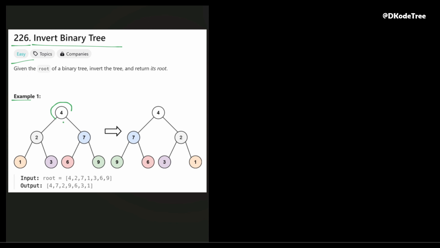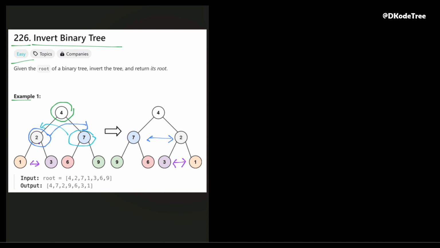Given a tree with root node 4, we need to change the positions of the nodes in such a way that the right child of the root, that is 7, becomes the left child and the left child 2 becomes the right child. We can see this swapping clearly in this tree. But notice that the same inversion operation happens for their children further.